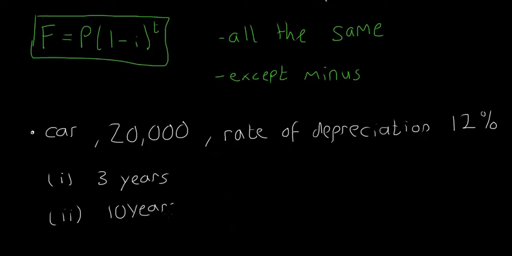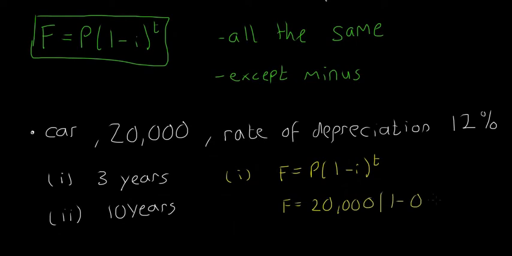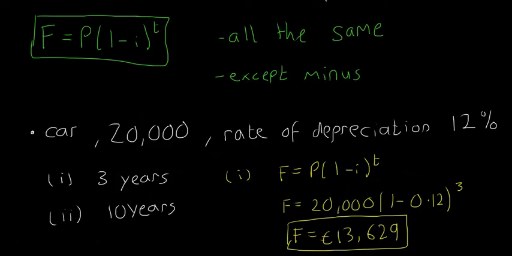So 10 years. The first one we can do here is F is equal to P by (1 minus I) to the power of T. So F is going to be equal to 20,000 by (1 minus 0.12), that's 12% in decimal, to the power of 3, because that's the time. And we'll find that the value of the car after that time is €13,629.